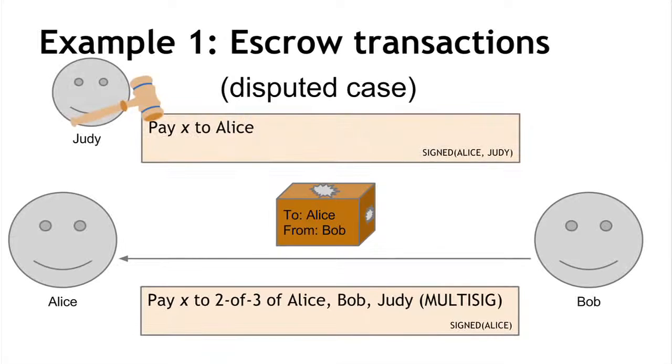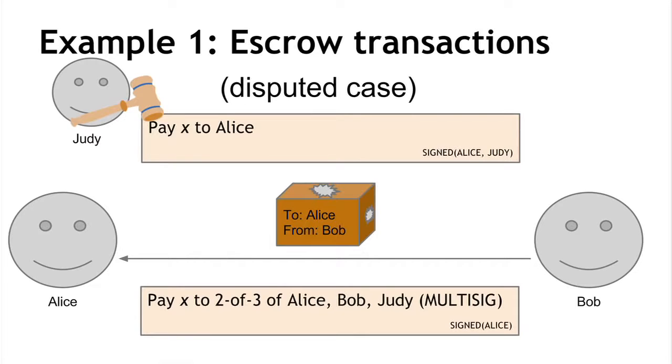So now we're going to have to get Judy involved. Judy's going to have to decide which of these two people was honest, which one doesn't deserve the money. And if Judy decides that Bob cheated, Judy will be willing to sign a transaction along with Alice, sending the money from escrow back to Alice. So Alice and Judy can get together. That's 2 of the 3 required signatures, and Alice can get her money back.